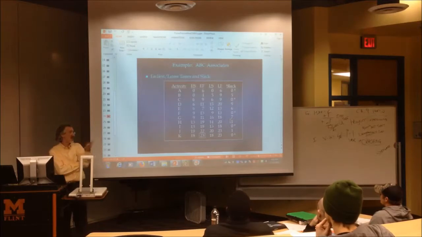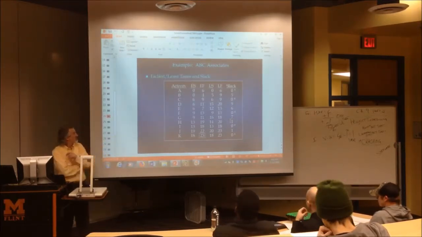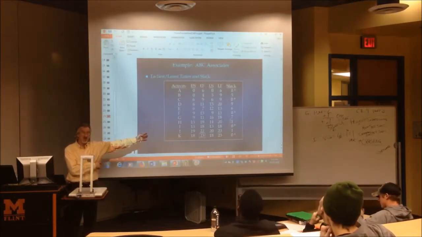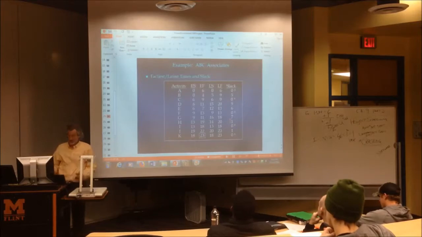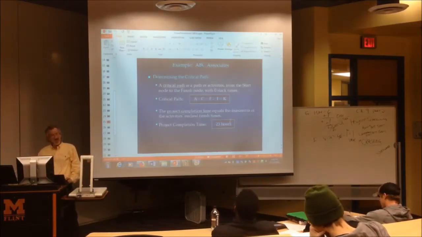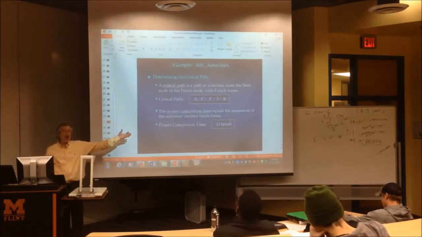Any of them with 0 slack? It just happens to have stars in this particular software output. Sometimes I don't see things like stars. So you just got to recognize 0 slack. There's your critical activities. All right, so our critical path is A, C, F, I, K. Our time for this particular project is going to be 23 units of time, in hours in this case.